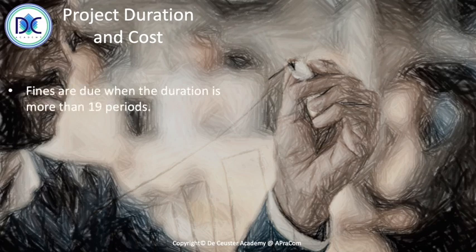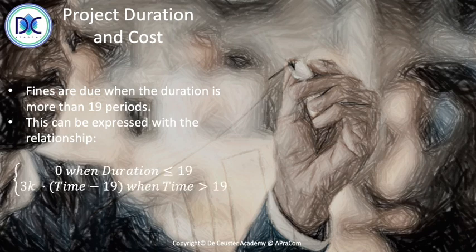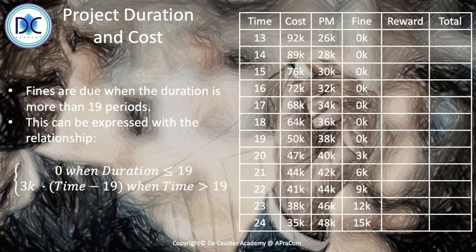The next thing are the fines. So fines occur once we are exceeding 19 periods. And we can express that in a relationship of this form: 0 when the duration is smaller or equal than 19, and 3 times the time minus 19 when the time is larger than 19. Based on this, we see in the table that there are no fines up to the moment we reach 19, and above 19 we see 3k per period. So at 20 we see that there is 1 period late, so the fine is 3k. At 24 we are 5 periods late, so we have a total fine of 15k.